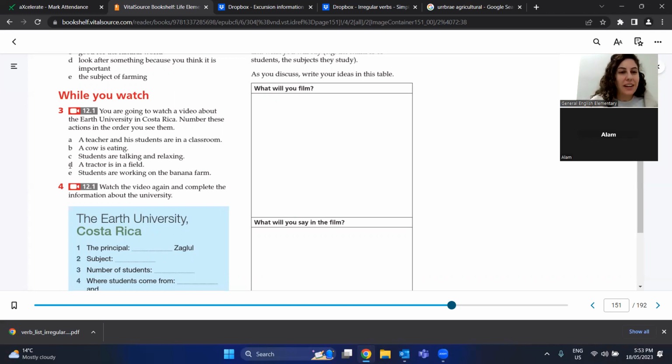So make sure you put a number 1. Doesn't matter about A, B, C, or D, next to where it says a teacher and his students are in a classroom. Yeah. So I won't say A, B, C, or D. I'll just read which one. Number 2, what happened after that? Cow eating? Yes. So a cow. Yeah, the animal. A cow is eating. 3, what happened after that? Students are talking and relaxing.